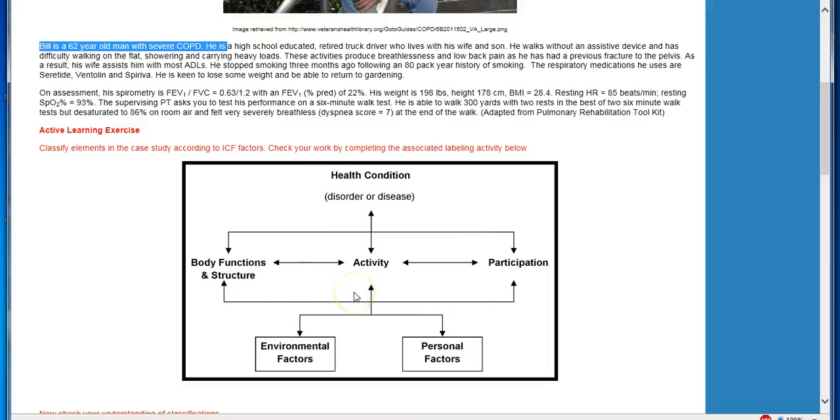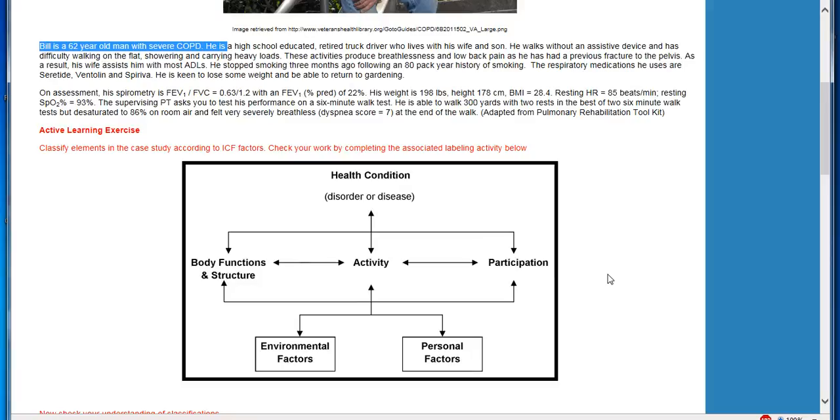Go ahead and pause this recording now, take some time to do that, and then we'll move forward with a self-check. And I'll also introduce you to some web-based resources that you can go to try and familiarize yourself with how the ICF model is used in interprofessional clinical reasoning.